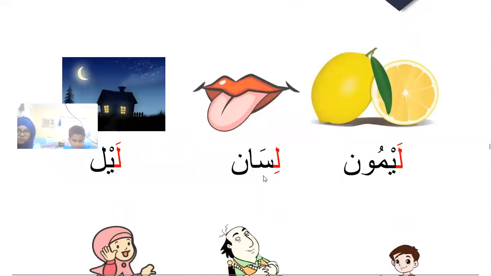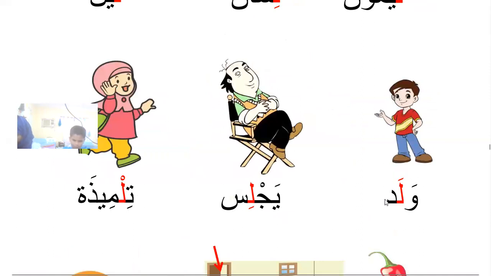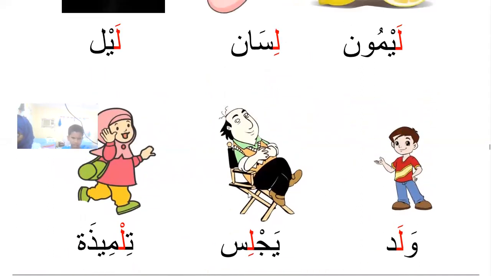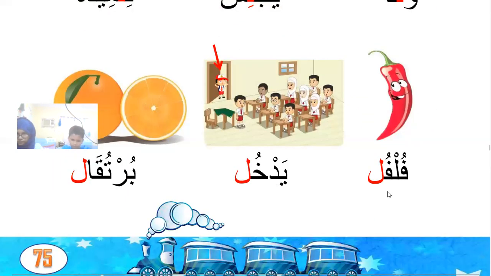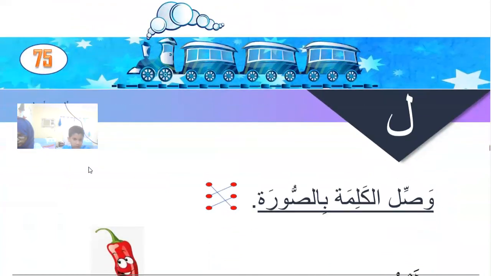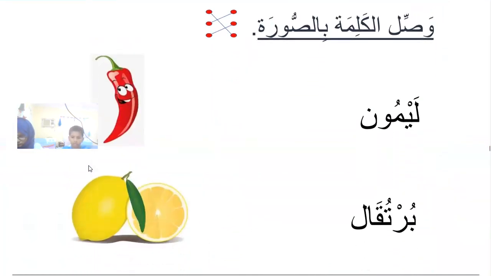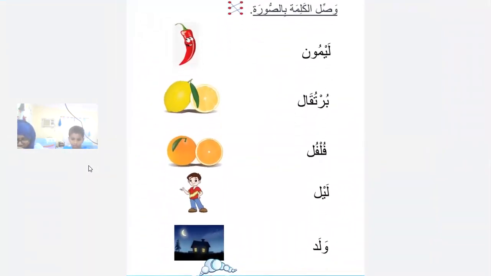Laimun, lemon. Lisan, tongue. Lail, night. Walad, boy. Yajlisu, he's sitting. Tilmiza, student. Fulful, chili. Yadkhulu, he's entering. Burtukal, orange. Orange, okay. Wasil al kalima bis surah. Join the word with the picture.